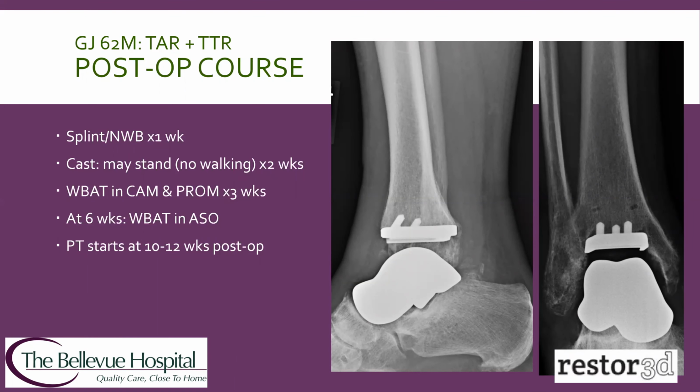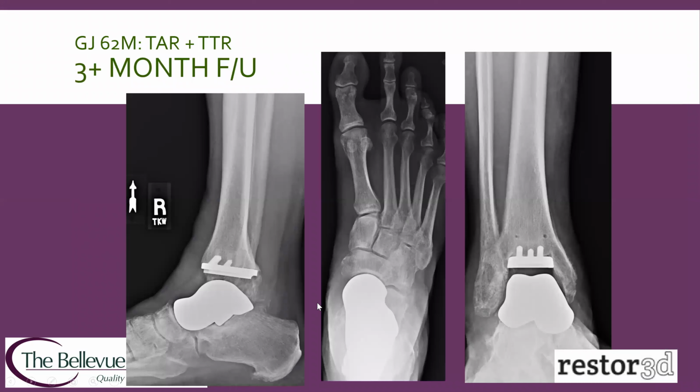As far as post-op goes, very similar to the total talus case, in that we splint non-weight bearing for a week, then we allow them to stand in a cast but no walking for 2, and then weight bearing is tolerated in a CAM boot with passive range of motion at 3 to 6 weeks, and then transitioning to an ASO as long as that incision heals up just fine. If they need physical therapy, I wait until 10-12 weeks just to make sure we have osseous stability.